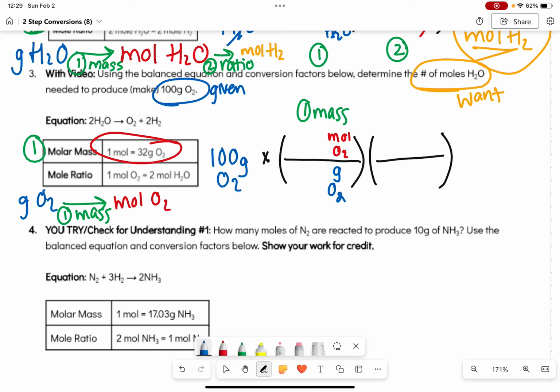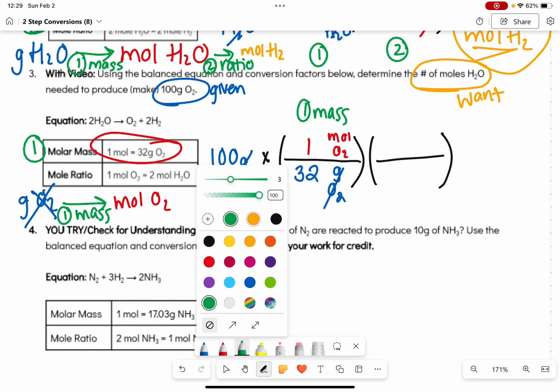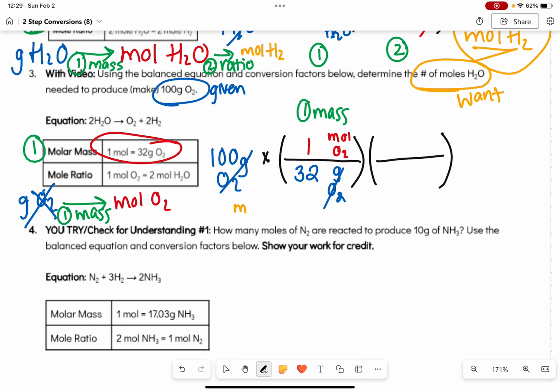So on the bottom with our grams is the mass of O2 from the periodic table, O plus O, or 16 plus 16, which would give us 32, and your mass is always equal to 1 mole. So 1's going to go on the top. So this cancels out our grams of O2. And now we're left with moles O2, but that is not our final destination. We need to get into moles of H2O.